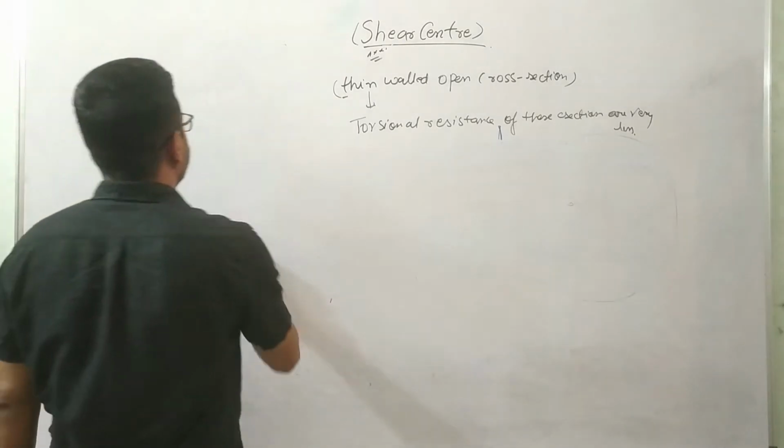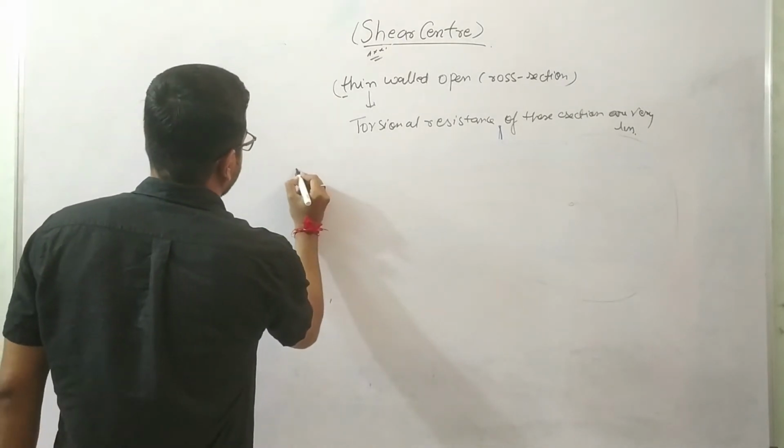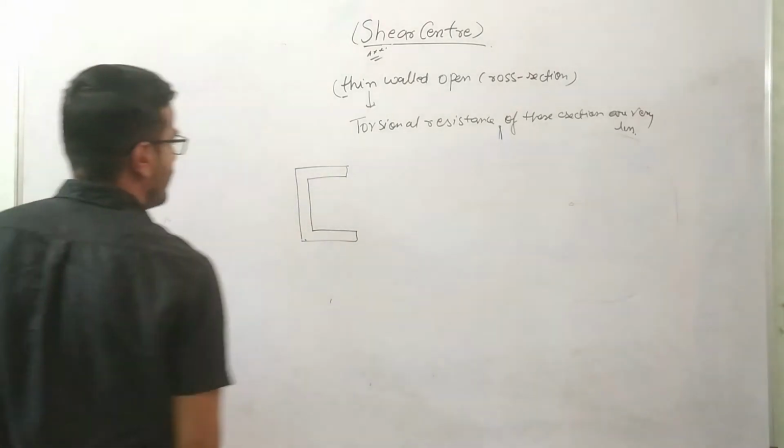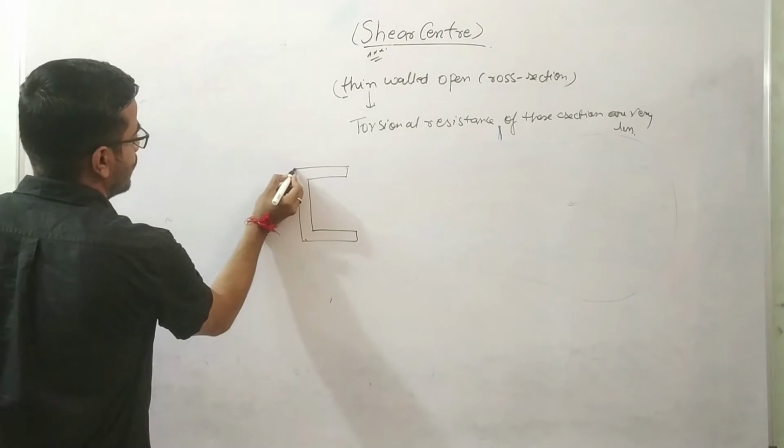Okay, so let us suppose we have a beam which has a cross section. This is a channel section, or C section, you can say.